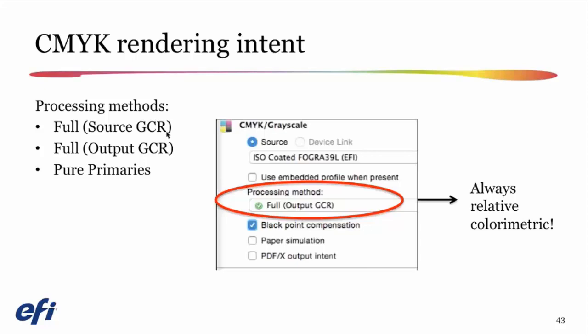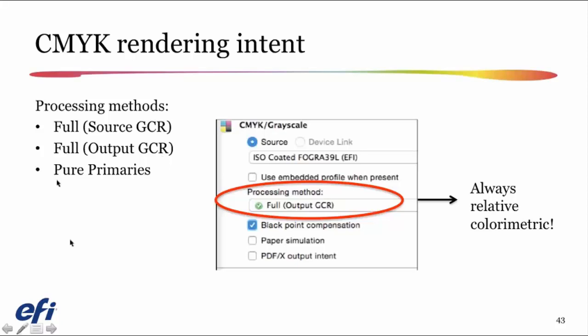Full output GCR says use the relative colorimetric rendering intent and use the black generation that's defined in my output profile, which is absolutely the black generation you need for your digital print system if you want to be colorimetrically accurate, if you're trying to match any kind of standard like Create or ISO or SWOP. Only full output GCR is going to give you that colorimetric precision.